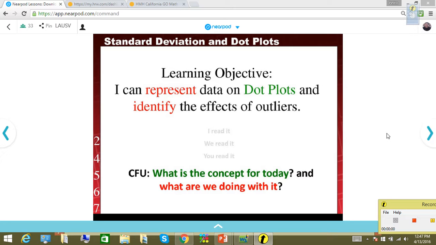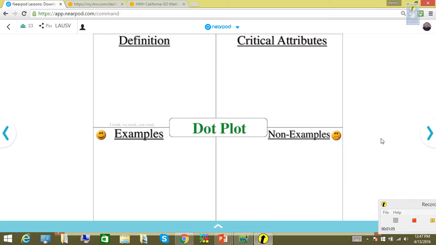All right, in your Frayer model, write this down. Dot plot. In the center of your Frayer model, write dot plot. We already did it? Oh, thank you, Santi. Then that means you shouldn't have a problem writing all the information without looking at your notes. All right, so we did this yesterday. Fill in the rest of the information.